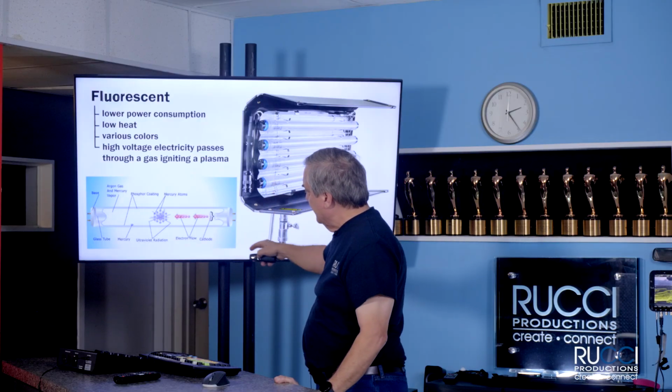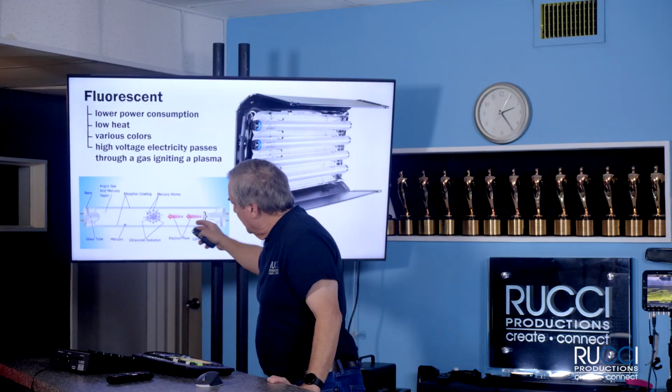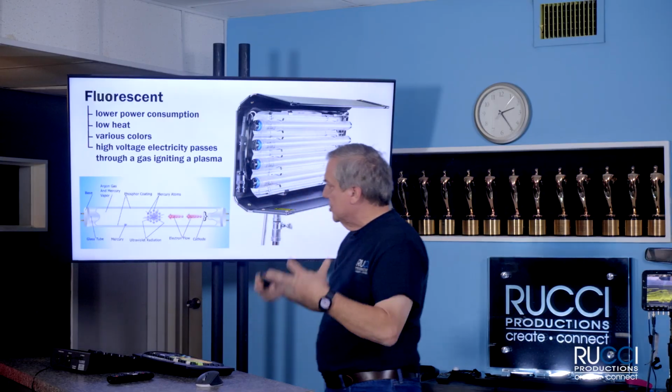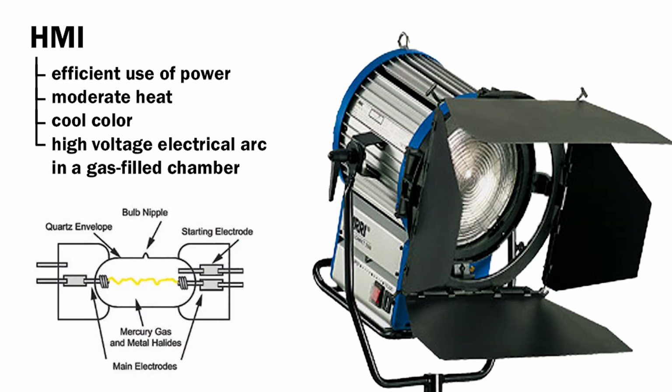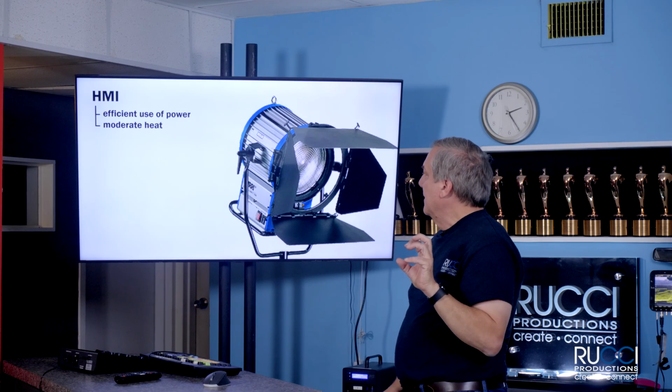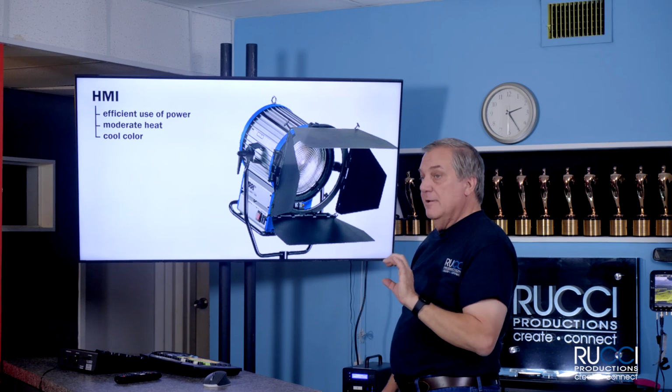There's a transformer that steps the electricity up to a very high voltage, and it hits the molecules in that gas and creates this charged plasma that lights up in there. So there's an HMI, which is a type of arc light. It's very efficient. It's very bright for the power you put into it. And it's an arc of electricity running through a little gas-filled globe. They don't make a ton of heat for as powerful as they are.